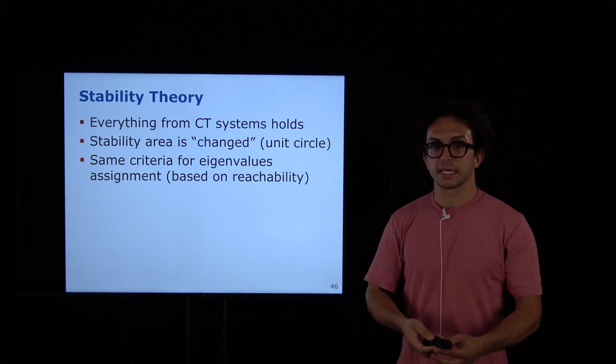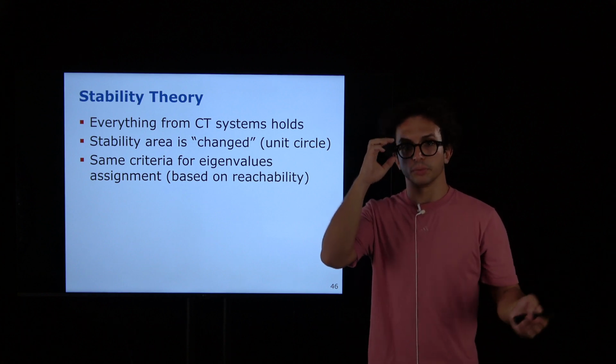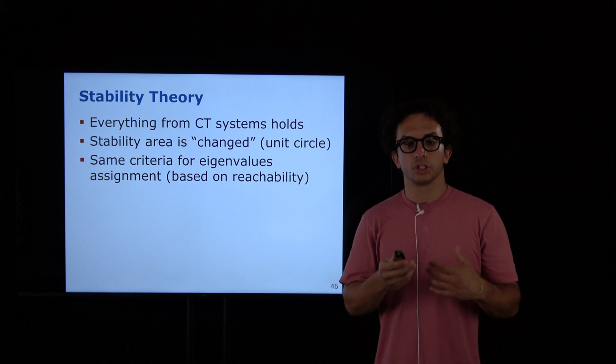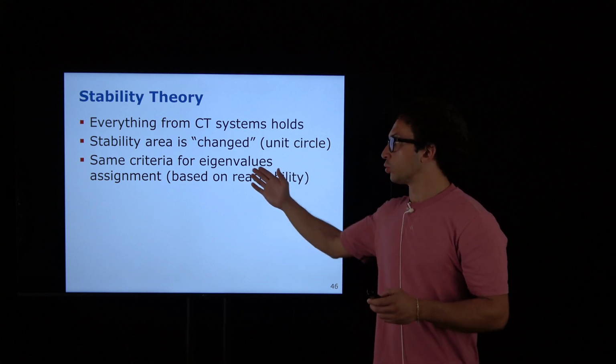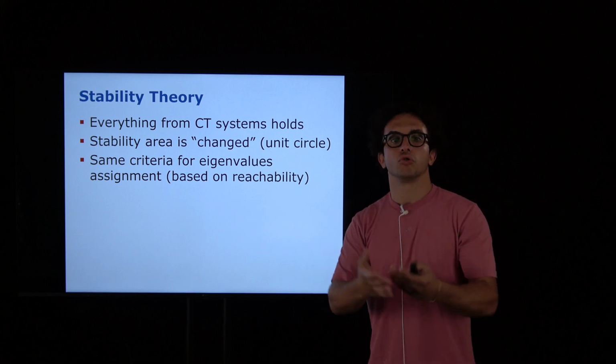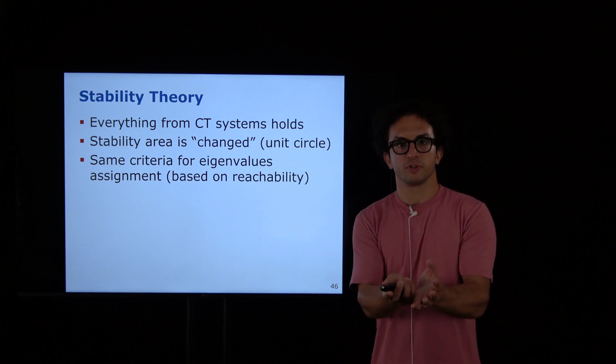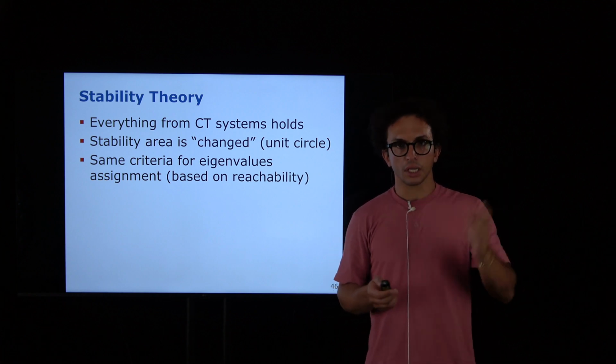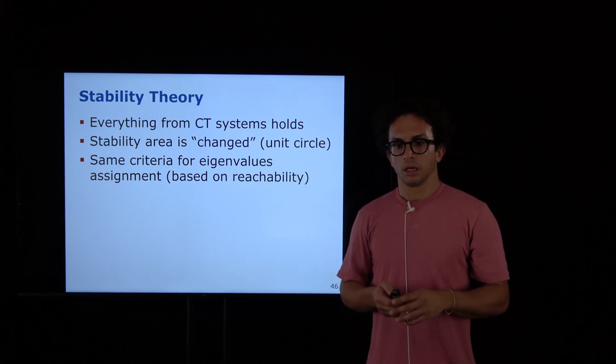Also for eigenvalue assignment and all the tests on reachability, it's basically the same thing that we've seen so far. If you want to assign an eigenvalue, you have to assign it in the right portion of space, rather than in the left-hand plane.